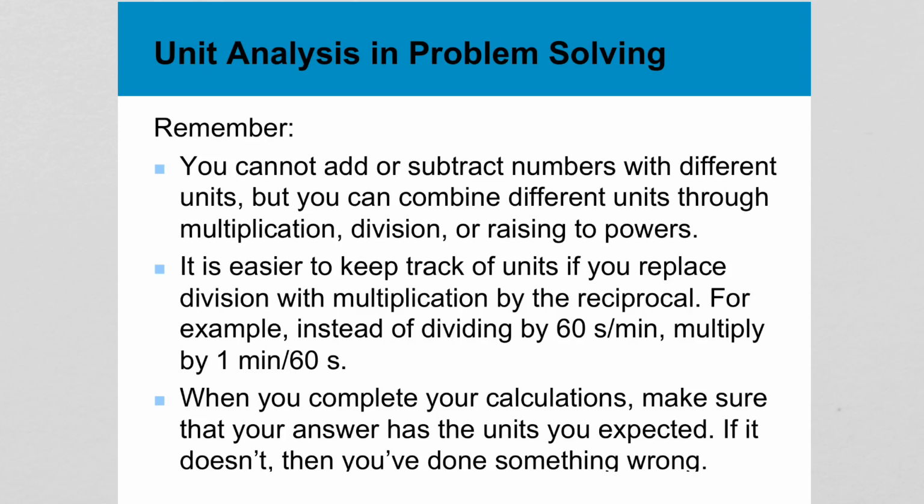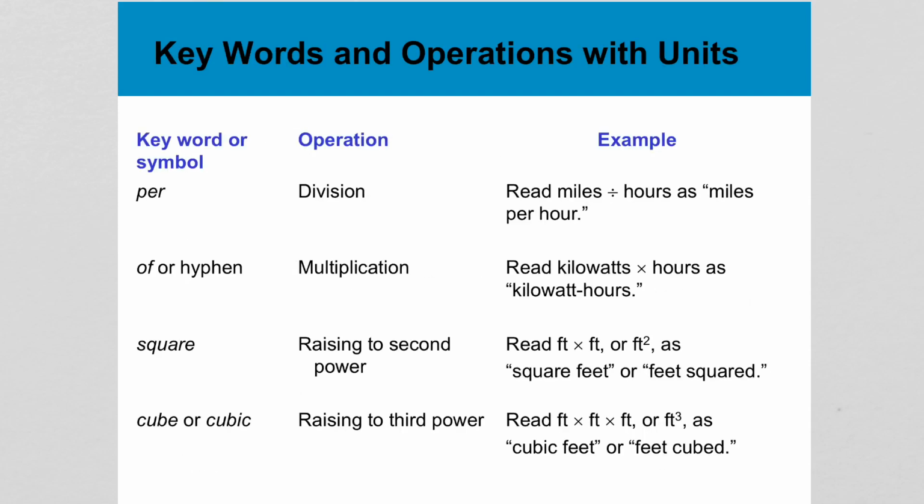So it just depends on what we need to cross out. We'll focus on multiplication. When you complete your calculations, make sure that the answer has the units you expected. If it doesn't, you've done something wrong. So make sure that things cross out like we did before.